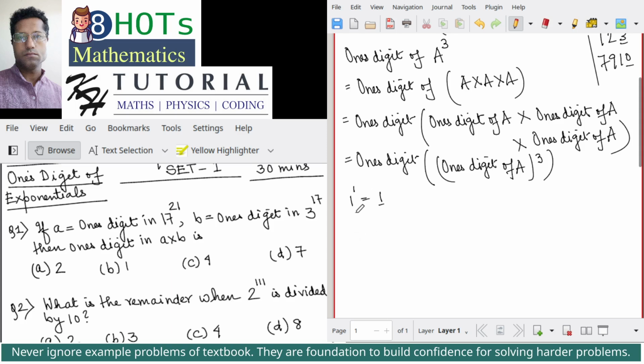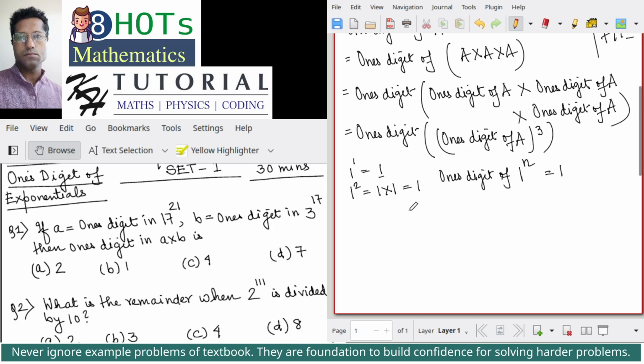Now it is very clear that if you do 1 square, this will be 1 multiplied by 1, which is 1. So definitely we get a ones digit of 1 for any power of 1, n, where n is a positive integer, that is an integer greater than or equal to 1. You take any power of 1, the result will always be 1, and hence the ones digit will be equal to 1.